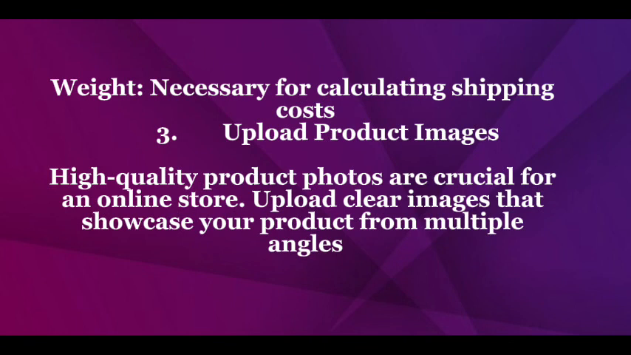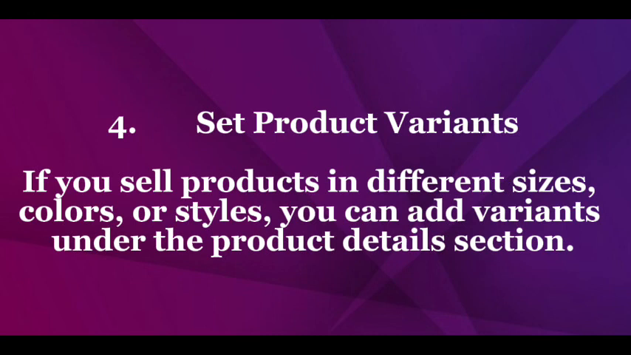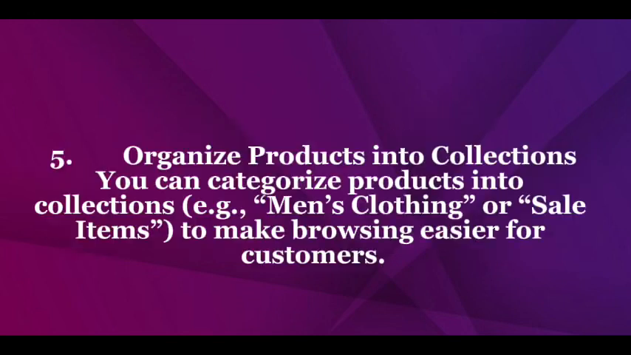High-quality product photos are crucial for an online store. Upload clear images that showcase your product from multiple angles. 4. Set product variants. If you sell products in different sizes, colors, or styles, you can add variants under the product details section. 5. Organize products into collections. You can categorize products into collections, for example, men's clothing or sale items to make browsing easier for customers.